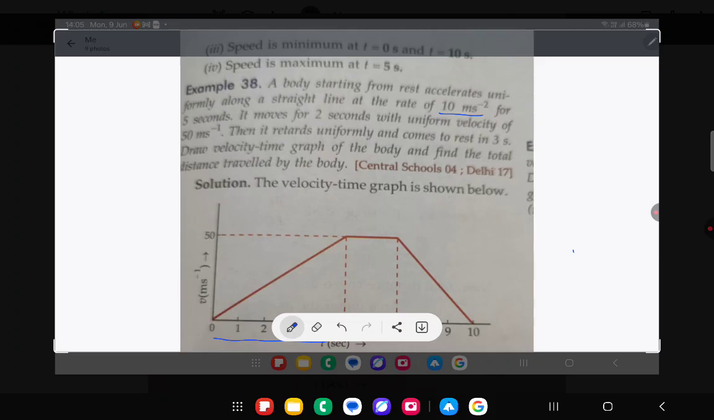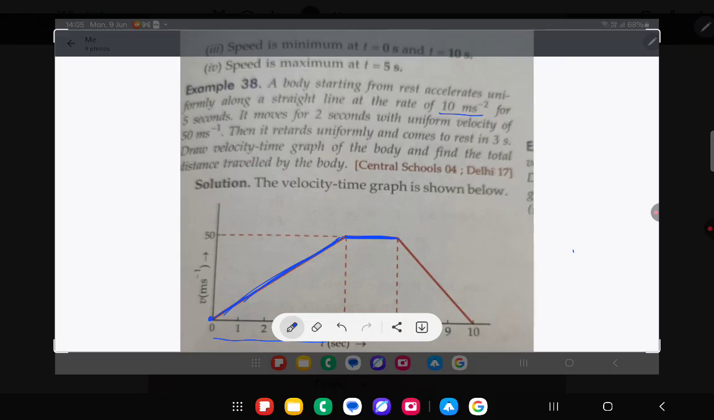Was the graph given or are you supposed to draw it? A body starting from rest, so you're supposed to draw. The moment they give you 10 meter per second square for 5 seconds, it then moves for 2 seconds with uniform velocity, which is 50 meter per second. So you know that you have to draw a 50 here. Then you know that acceleration is increasing. The slope itself is 10, which will be 50 by 5, it makes sense. And then you can complete this graph accordingly.